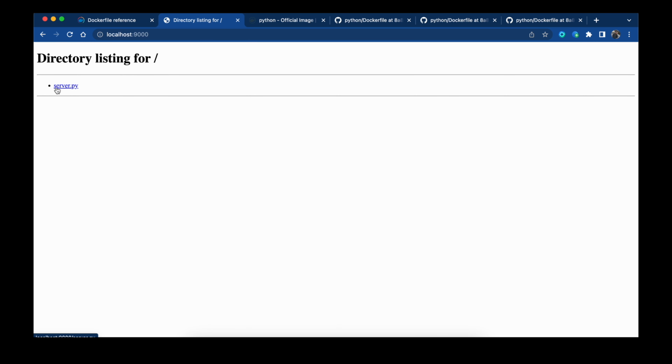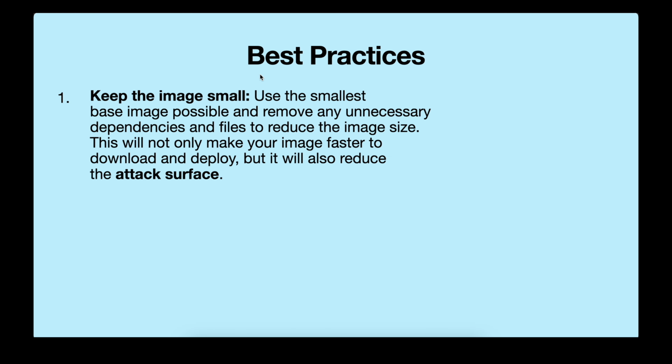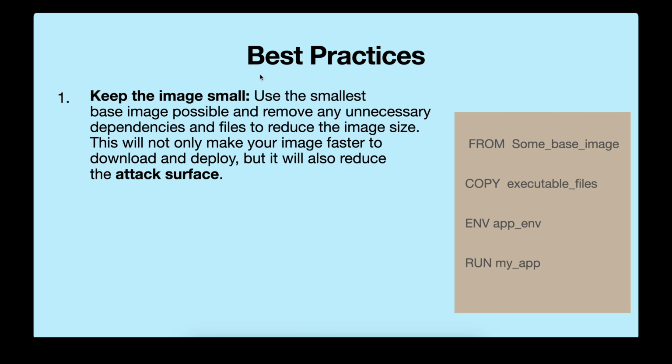It can be a simple server or it can be a complex application. Now let's check some of the best practices of creating a Dockerfile. One is to keep the image small. So it is recommended that we keep the base image as small as possible. Do not include any unnecessary dependencies, and if there are any, we should remove them. This will not only make your image faster to download and deploy, but it also reduces the attack surface. So that's why it is recommended to use a dockerignore file. We have just done that.